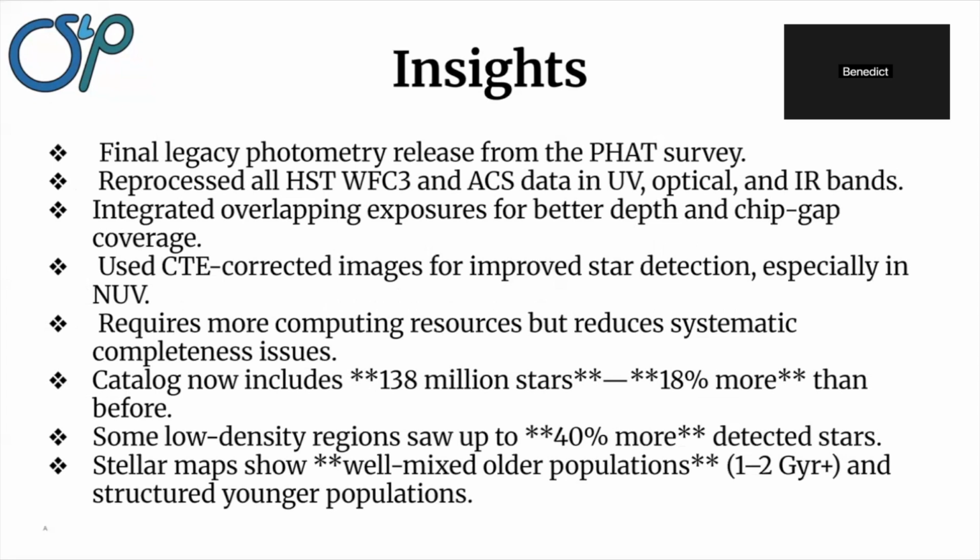So, the final legacy version of the Panchromatic Hubble Andromeda Treasury, which is the PHAT survey photometry, has been released, featuring reprocessed Hubble Space Telescope data across ultraviolet, optical, and infrared bands. The new method combines all overlapping exposures and uses CTE corrected images, improving star detection and photometric accuracy, especially in NUV bands. Although more resource intensive, it significantly reduces systematic errors and improves data completeness.